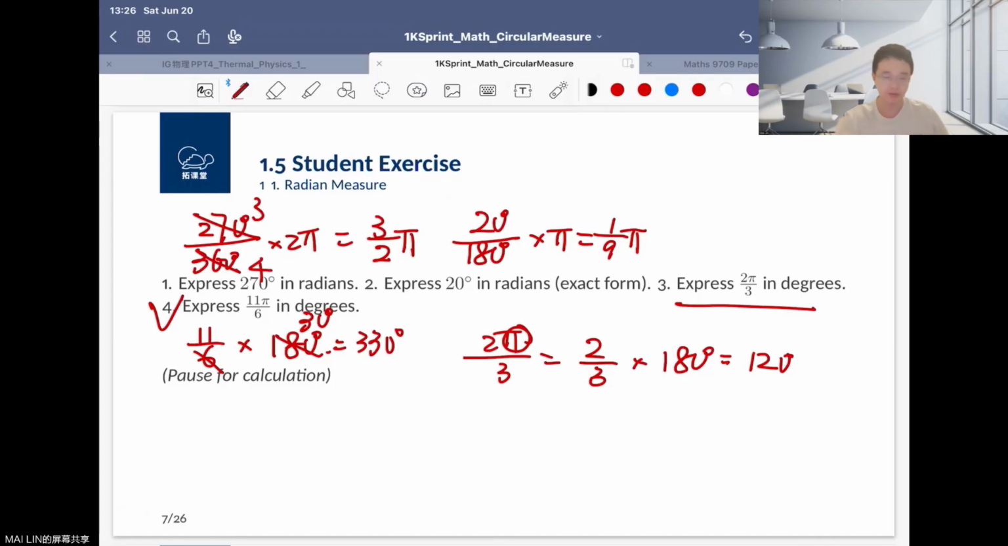So I hope you can understand how to transfer from radians to degrees. Always remember 1 pi equals 180 degrees.